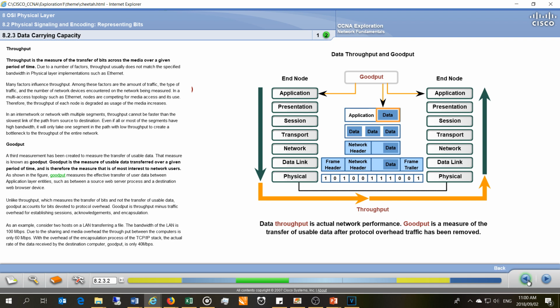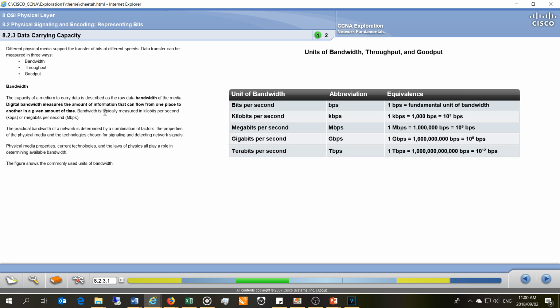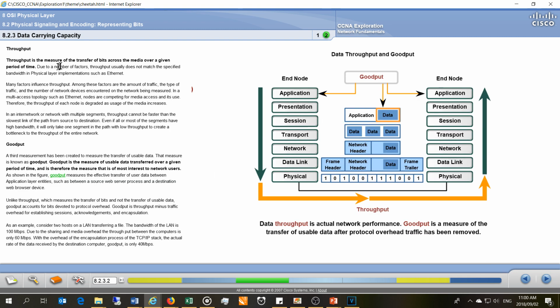So let's look at this in summary. Bandwidth is the measure of the amount of information that can flow from one place to another in a given amount of time. It is almost like the channel capacity. Then the throughput is the measure of the transfer of bits across the media over a given period of time. And goodput is the measure of useful information that the network users want. That represents the user data.